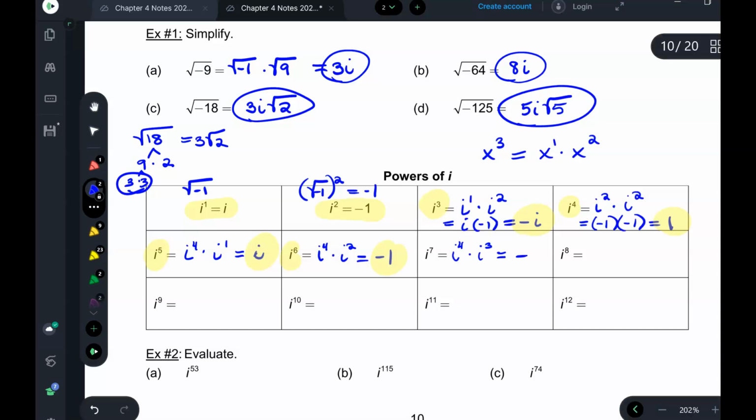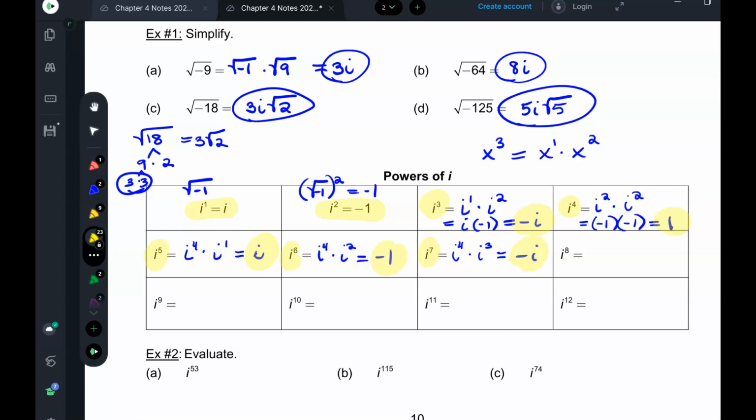So this gives us, with i, negative i. What's that, Gabe? I don't get it. Okay, I'm going to show you the pattern in a minute. You see i to the third. Did you understand how that came out to negative i? No.